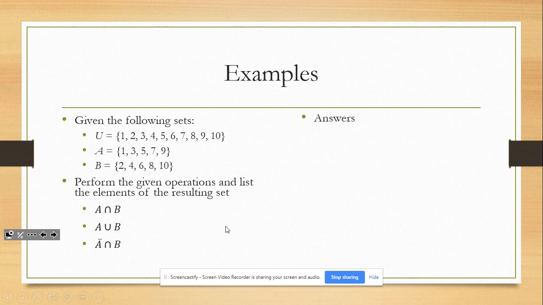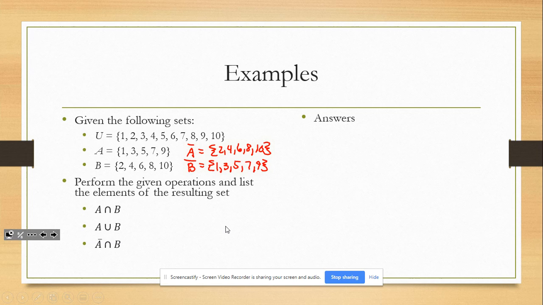Here are your answers. The first thing we should do is write out our complements. In other words, A bar would be 2, 4, 6, 8, and 10. That is to say, what's in the universal set that's not in the set A? The complement of B would be 1, 3, 5, 7, and 9. In other words, what's in the universal set that's not in the B set?